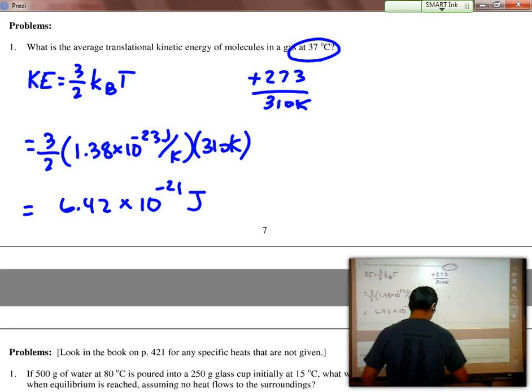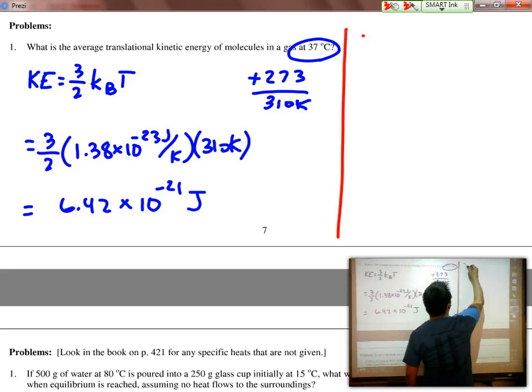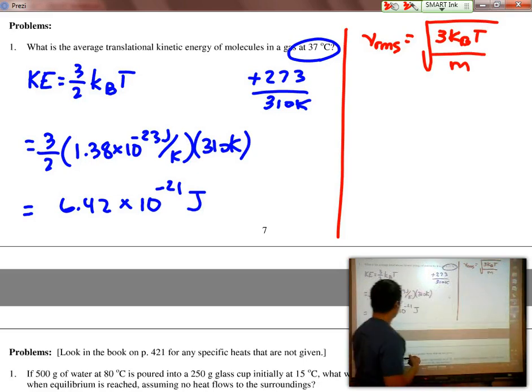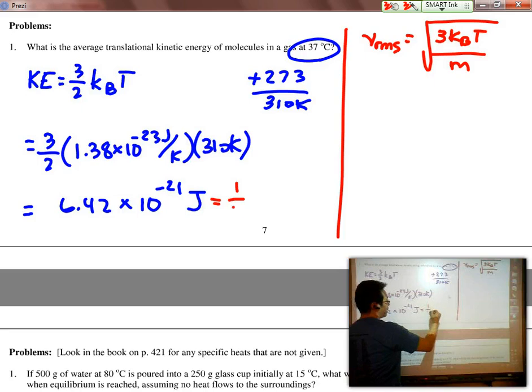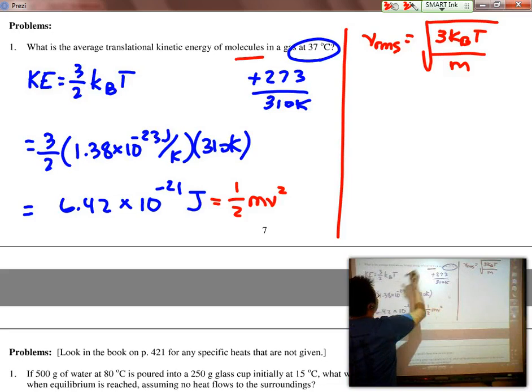we manipulated before. The root mean square velocity of a gas is equal to the radical of 3 kBT over m. Or I could set this equal to 1/2 mv squared and solve for the speed. Now let's assume that this molecule, which is not stated, is helium.